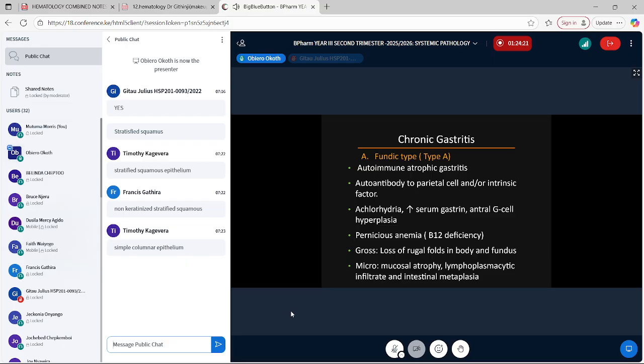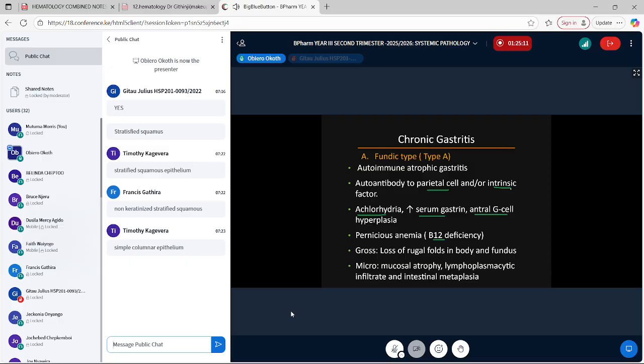In autoimmune gastritis, you have an autoantibody to the parietal cell, and then you have an autoantibody to the intrinsic factor. So if you don't have parietal cells, you don't produce acid. If you don't produce acid, you end up with achlorhydria, lack of acid. And if you don't have sufficient acid, you stimulate serum gastrin. So the serum gastrin increases, and this serum gastrin normally causes the antral cells to become hyperplastic. So we have antral G cell hyperplasia. This patient will have pernicious anemia. Pernicious anemia basically is from vitamin B12 deficiency because you need intrinsic factor to absorb vitamin B12.